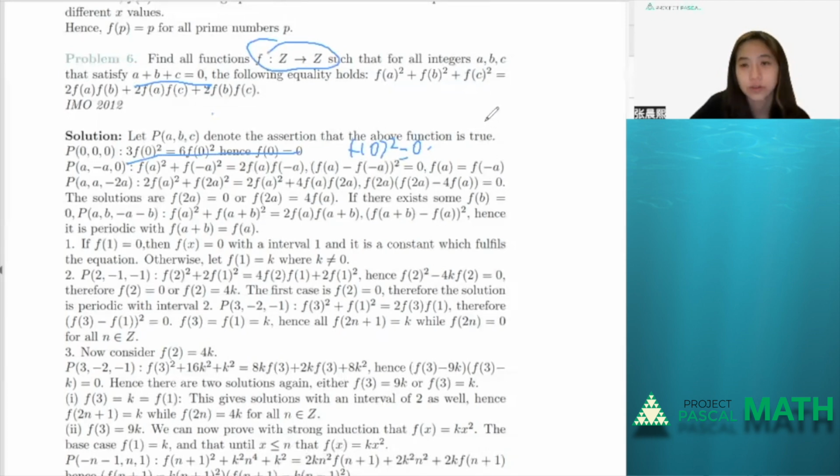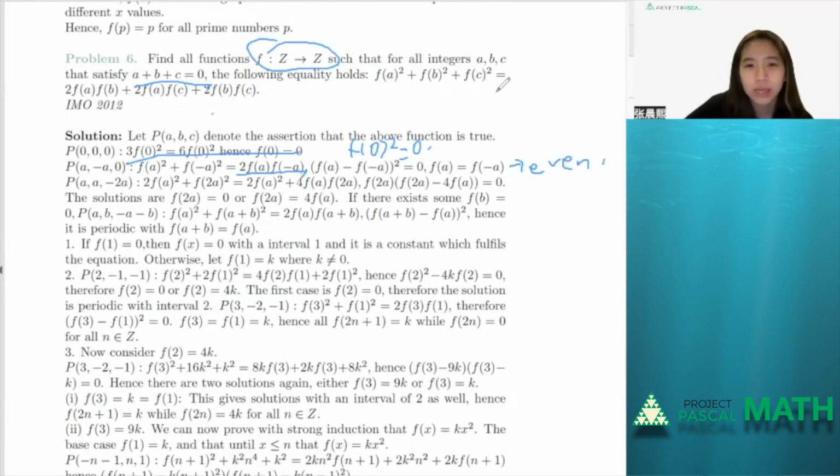And then you want to assume that c equals 0. Then you have one is a and one is negative a. So hopefully you can get something out of it, like some even function thing. It's f(a) squared plus f(-a) squared equals 2 f(a) f(-a). It looks suspiciously like completing the square. And it's true: you complete the square, you get this is even.